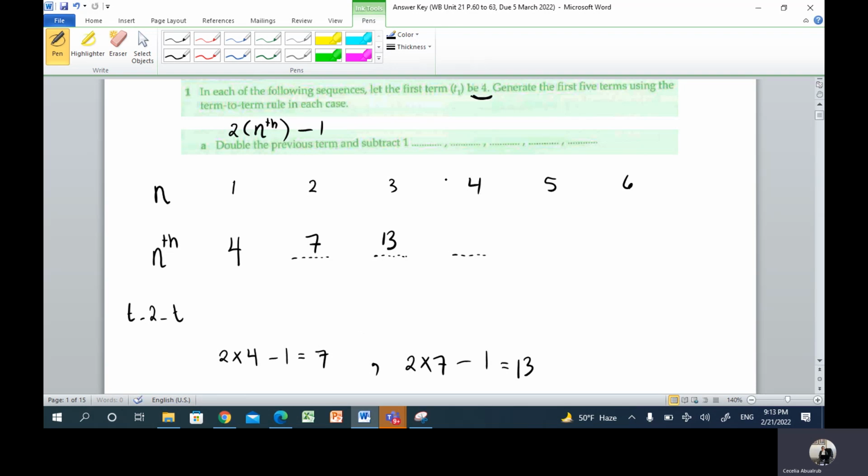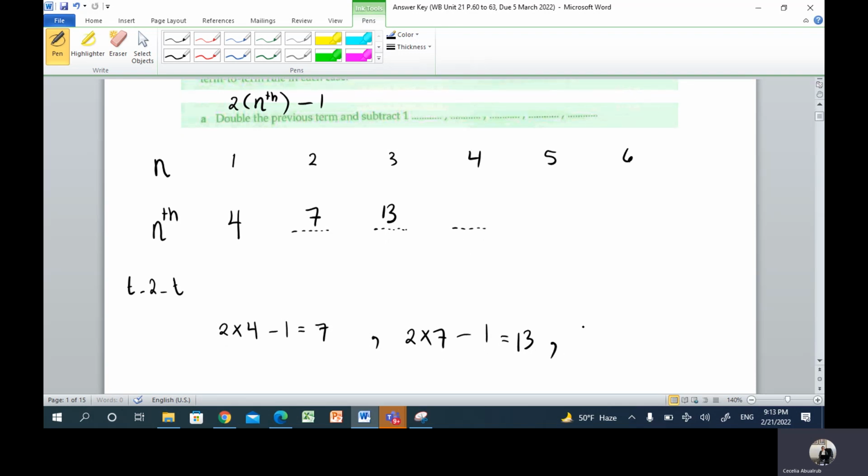The previous term to the fourth term is the 13. So here you're going to say 2 times 13 minus 1. So it will be 26 minus 1, and this will come down to 25. The previous term to the fifth term is the 25. So 2 times 25 minus 1. 2 times 25 is 50 minus 1. It will be 49.